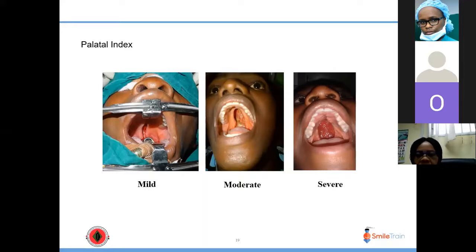So in that study, they actually found that there is a relationship between the palatal index and the choice of technique, but there is no relationship between the palatal index and the VPD. And this is quite understandable because there are other factors that will contribute to VPD.